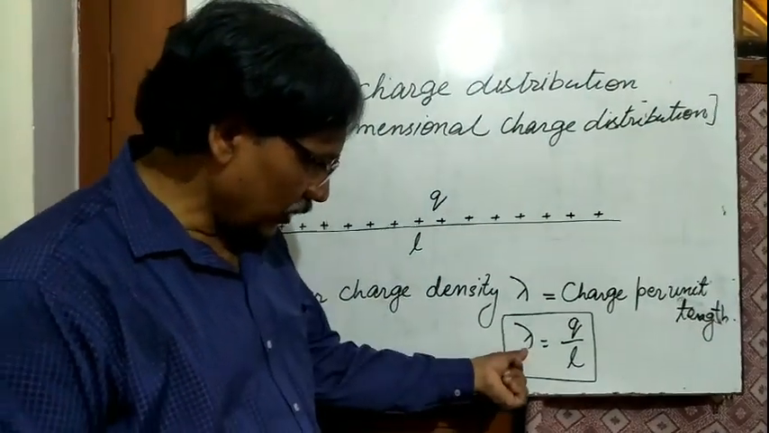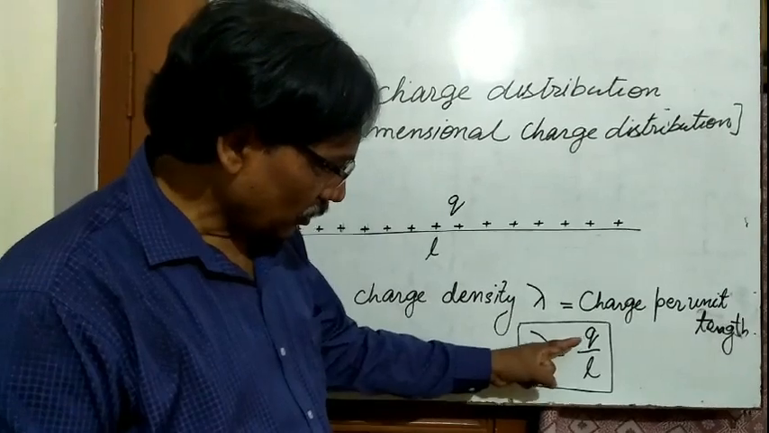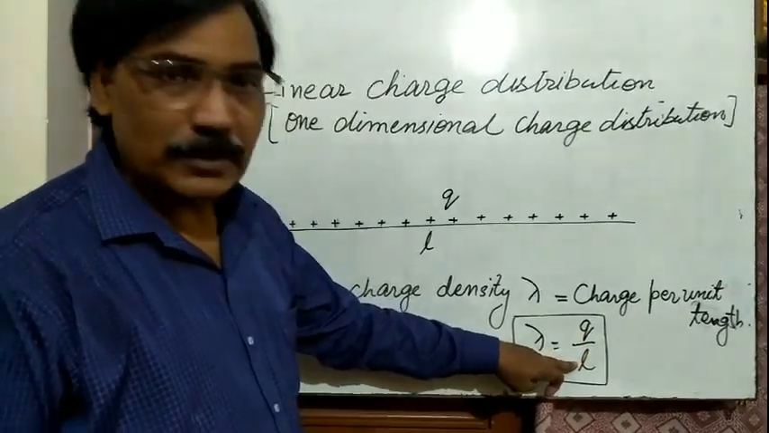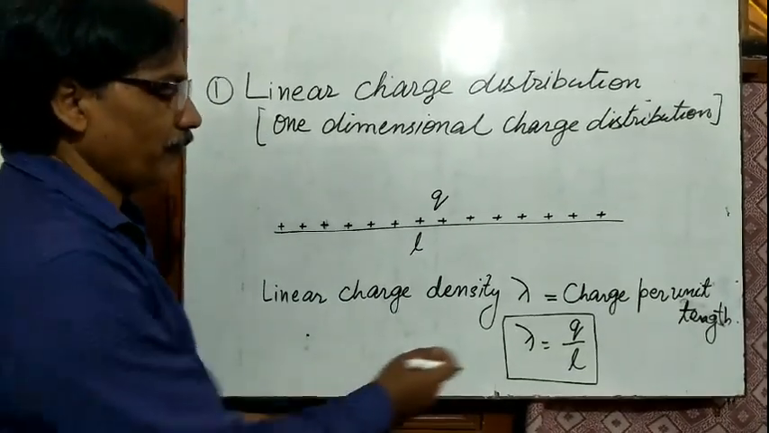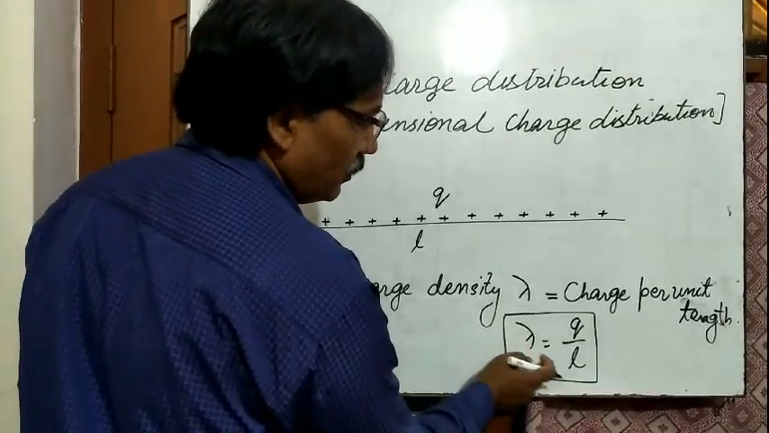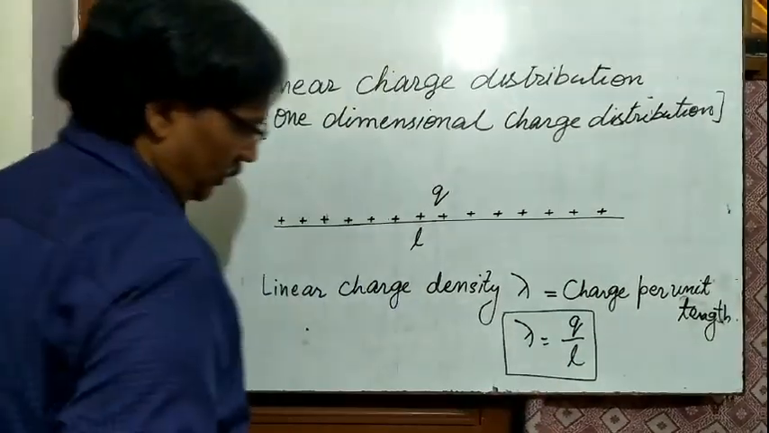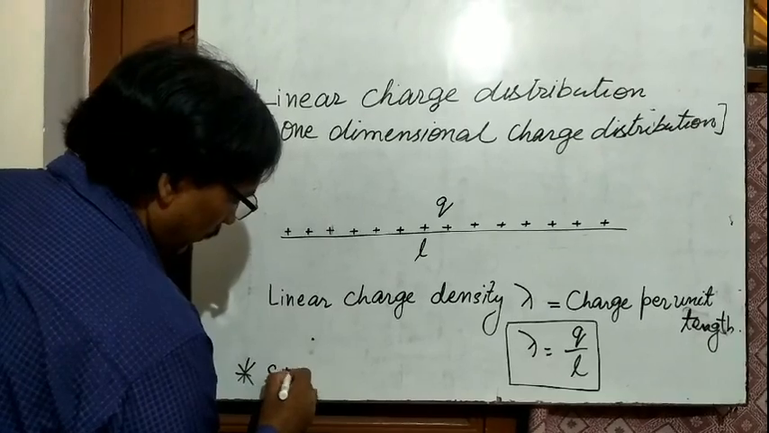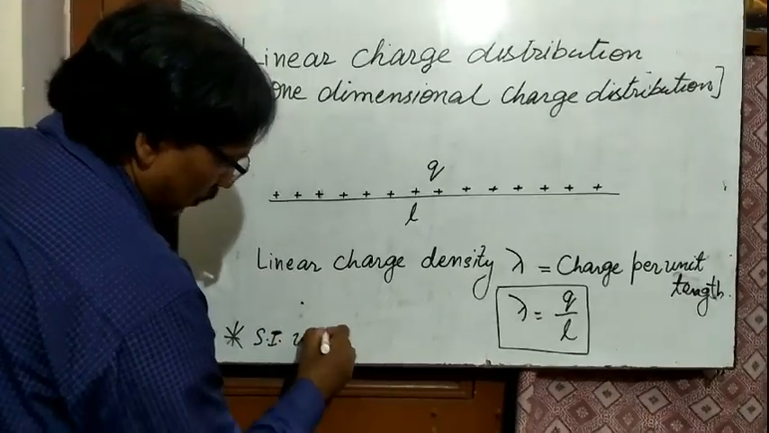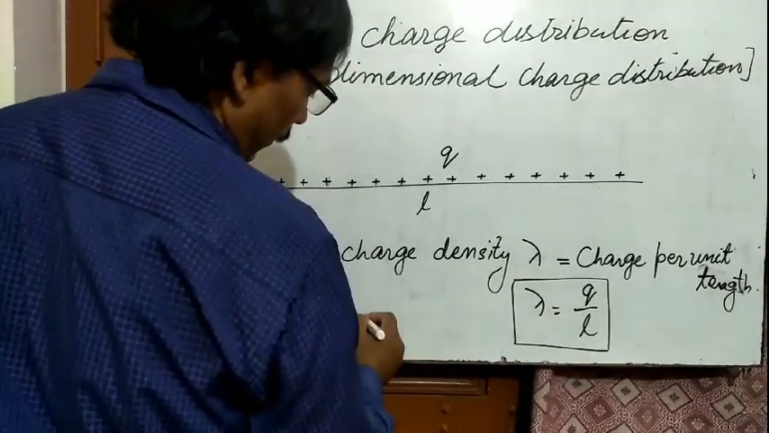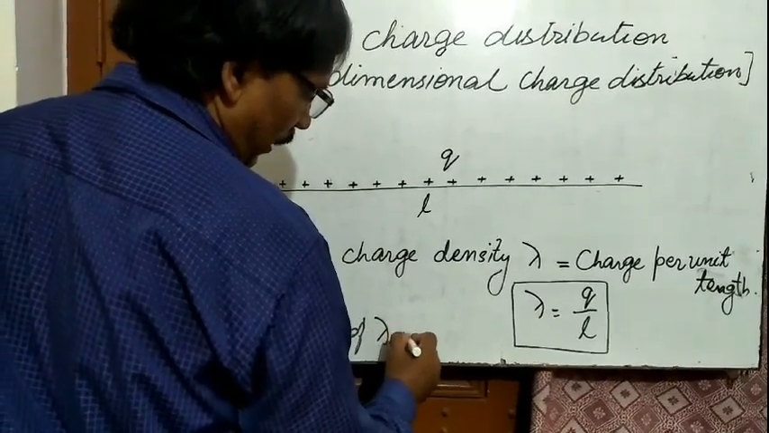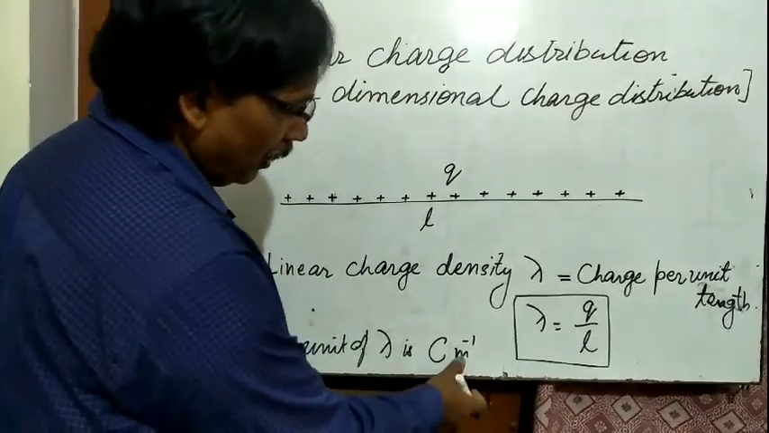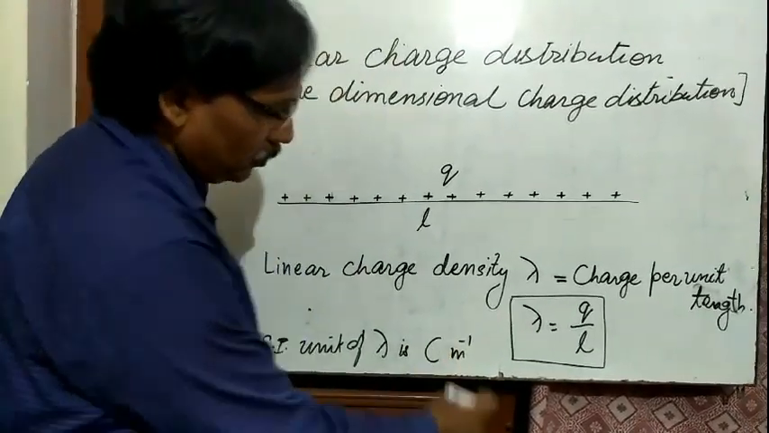Here the SI unit of this linear charge density is coulomb per meter. The SI unit of charge is coulomb and the SI unit of length is meter. So the SI unit of linear charge density lambda is coulomb per meter. Write down the SI unit: C for coulomb and per meter.